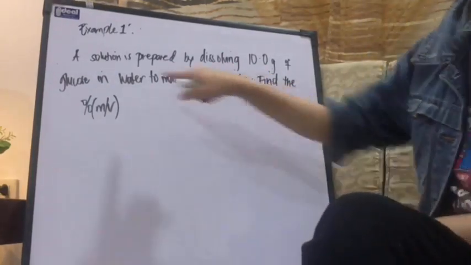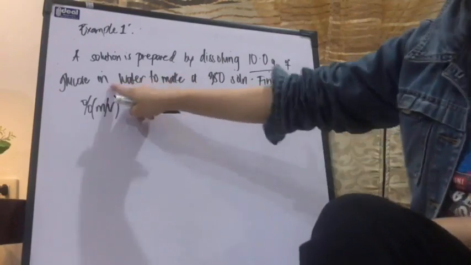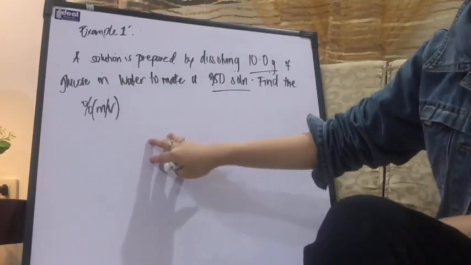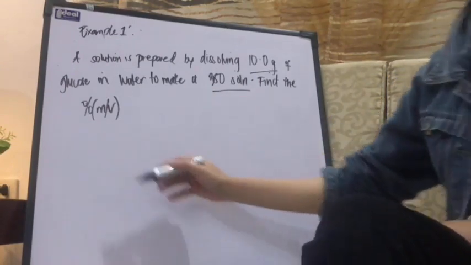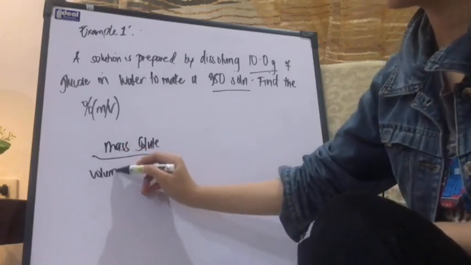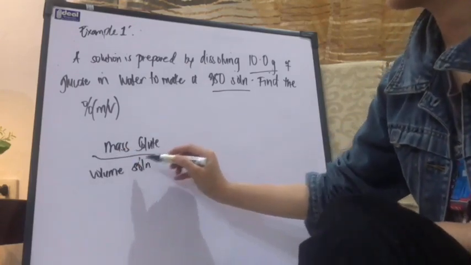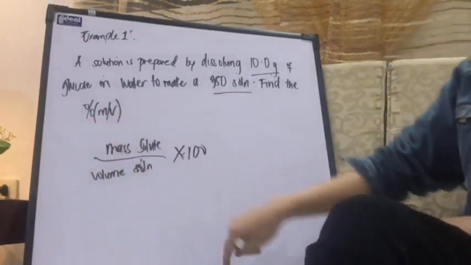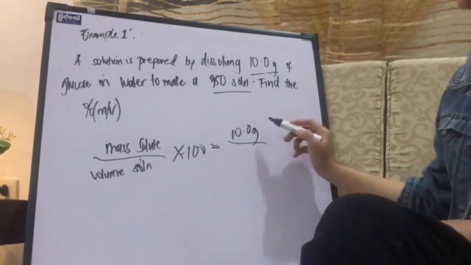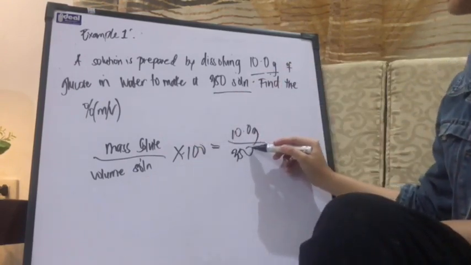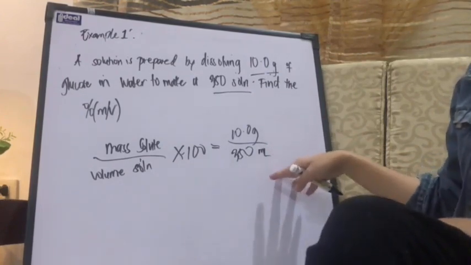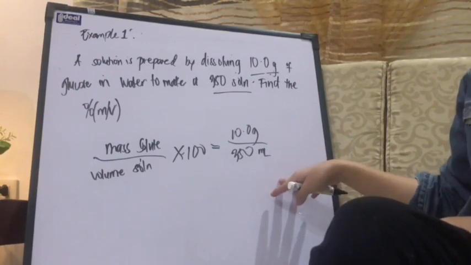A solution is prepared by dissolving 10 grams of glucose in water to make a 350 milliliter solution. Find the mass volume percentage. We're going to follow the formula, which is mass of solute divided by the volume of the solution times 100 because of the percent. So ganito yung magiging itsura niya. Mass of solute is 10.0 grams and the volume of solution is 350 milliliters. And dapat in grams and milliliters lang siya. If hindi, then we need to convert it. But this is a very basic and the easiest question under the mass volume percent.